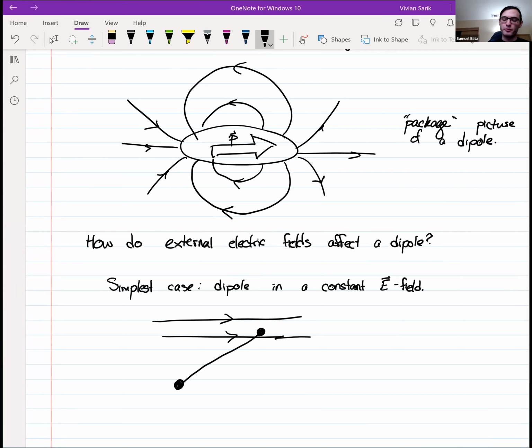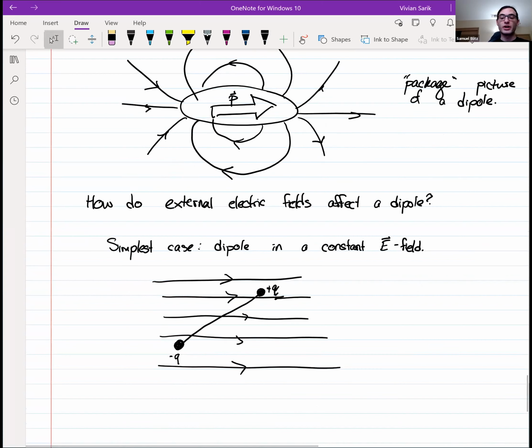So here's our dipole. We have minus Q over here, we have plus Q over here. We have these electric field lines that are just constant and everywhere. And so the question is how does this electric field affect these charges as they are together? Now you have to assume, by the way, that the distance between them is fixed, that they're held together by glue or something.